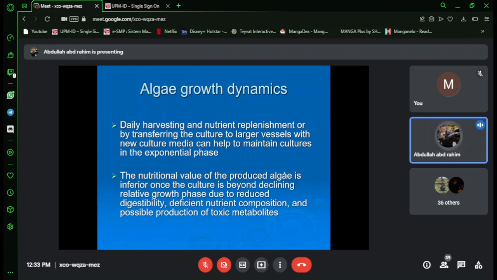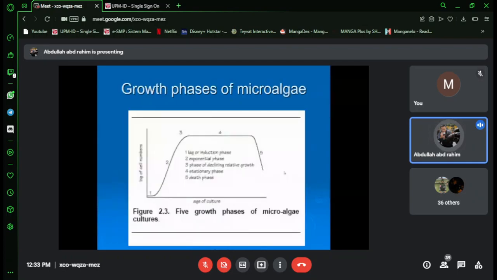Once you reach the declining growth phase, stationary phase, and so on, due to very low nutrients, possible toxic metabolites and poor digestibility, then you start declining growth. You will observe this in your microalgae culture when we do it in the lab later on, in the face-to-face meeting. You can find out how the growth of your microalgae looks. We'll try to do this particular growth phase in the lab and see how it looks.